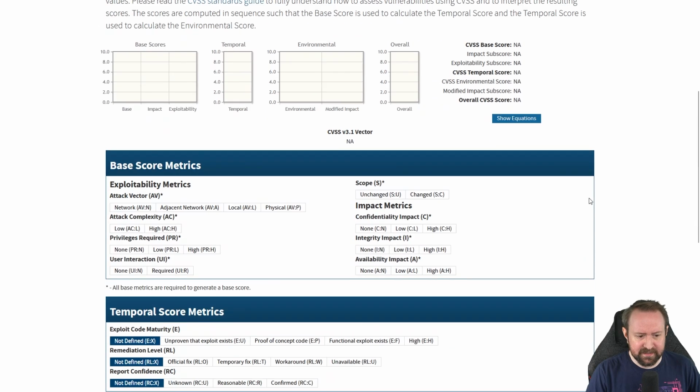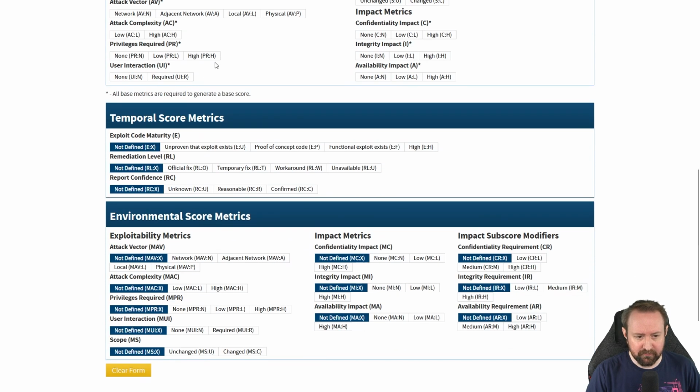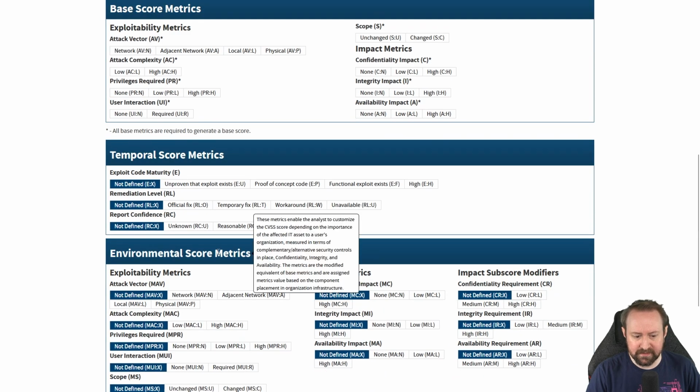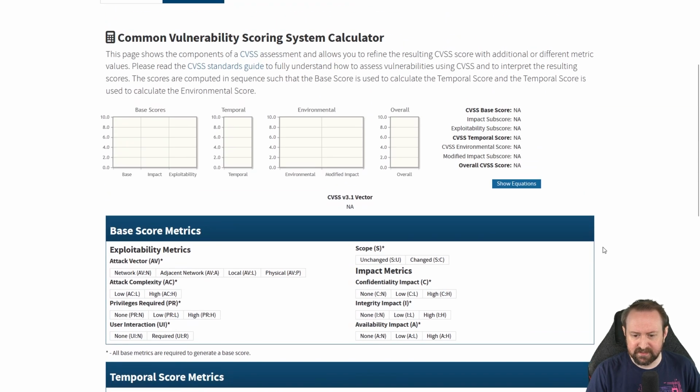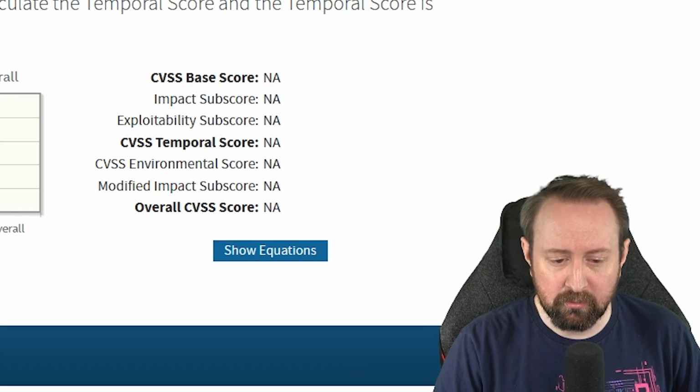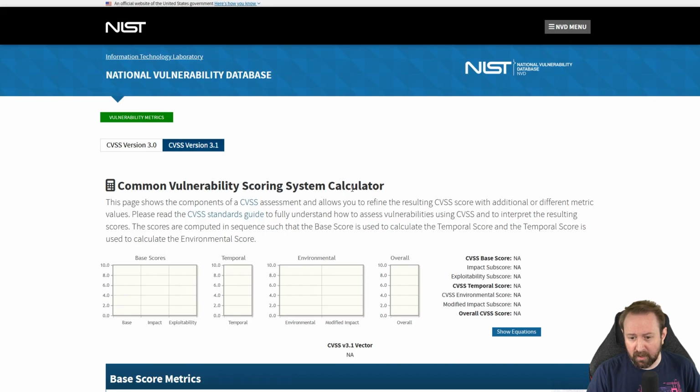Now, this calculator is very good. It gives a lot of options. It covers all three main metric groups: base, temporal, and environmental. It'll give you a CVSS score and a vector that you can use. Now, some people prefer other implementations of this calculator. Obviously, the CVSS algorithm is public, so there are other calculators online, and you might prefer to use those.